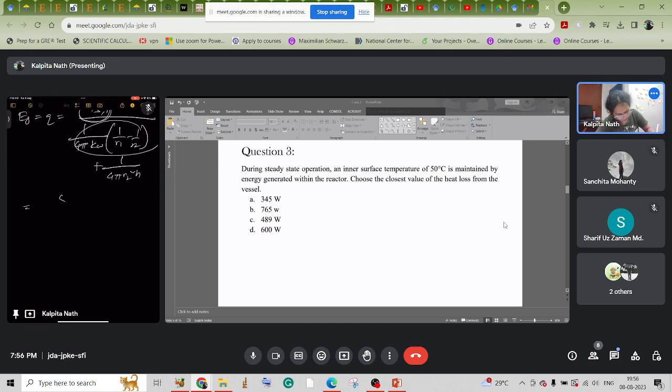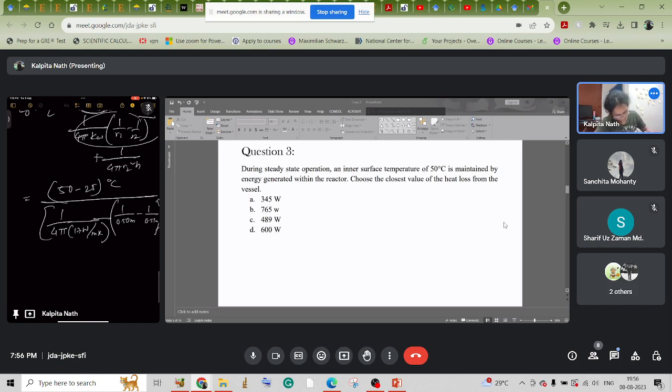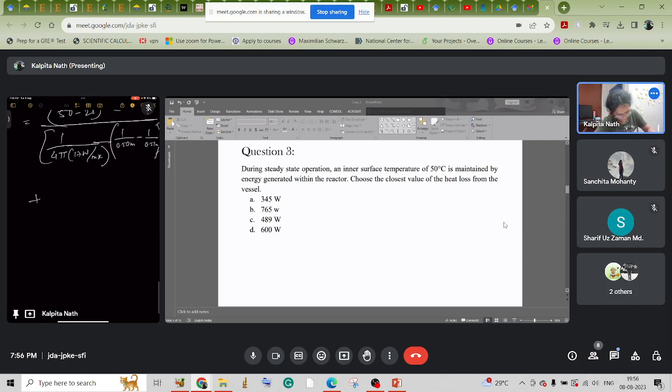So here it's 50 minus 25 degrees Celsius, over 1 upon 4 pi, 17 watt per meter Kelvin, times 1 upon 0.50 meter minus 1 upon 0.51 meter, right, plus 1 upon 4 pi, 0.51 meter whole square, 6 watt per meter square Kelvin.